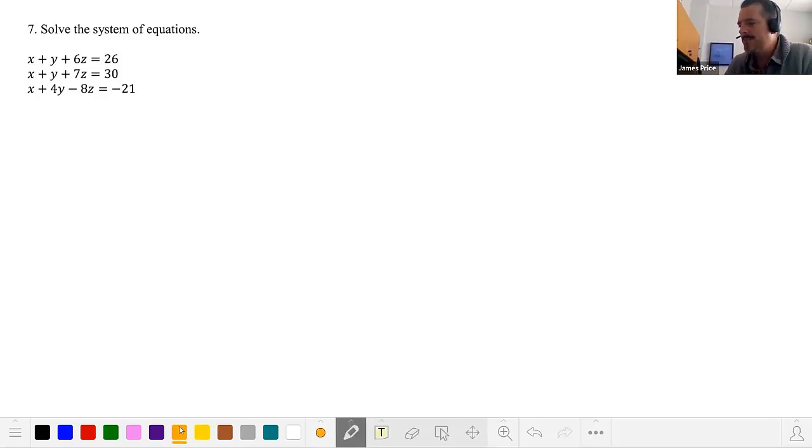And so notice when I look at these equations, the way that they're written, these two have some things in common. They both have an x and y in common, right? X plus y.